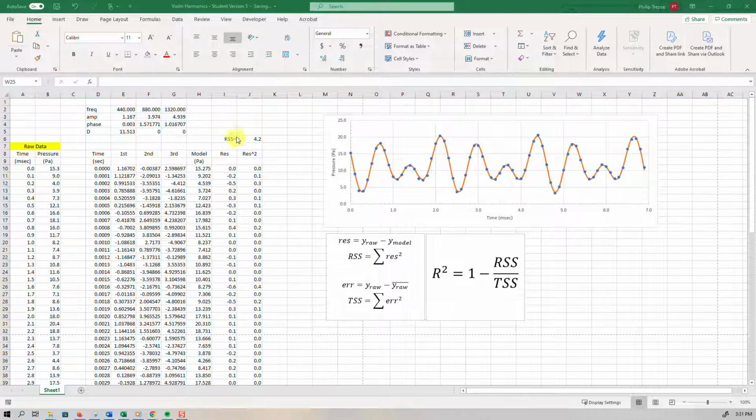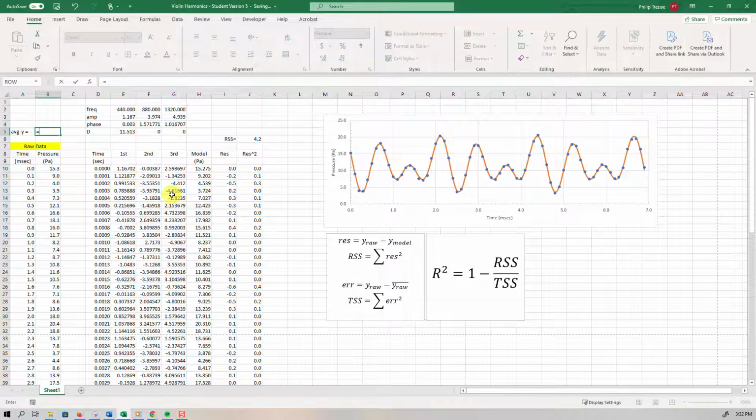Now we already have the residual square sum, so that's fine. But what is this TSS? Well, that's down here. It is the error, not the residual. What's an error? It's each individual y value from over here in our data set, subtract the average of all of those y values.